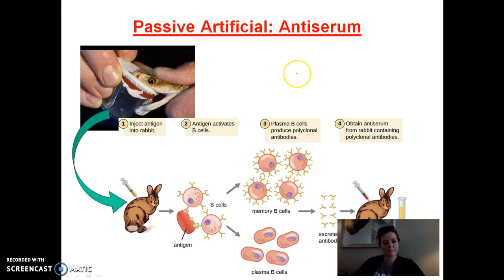And then the last one is called passive artificial immunity. In this type of immunity, because it is passive, remember that's going to mean that we have some type of an injection of some sort.